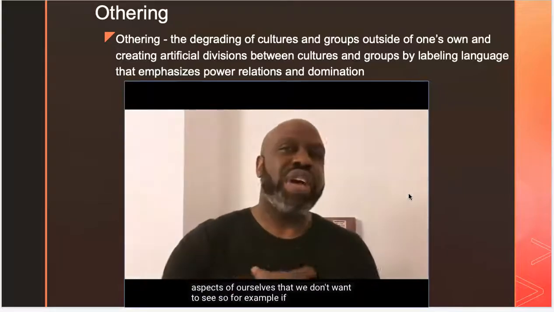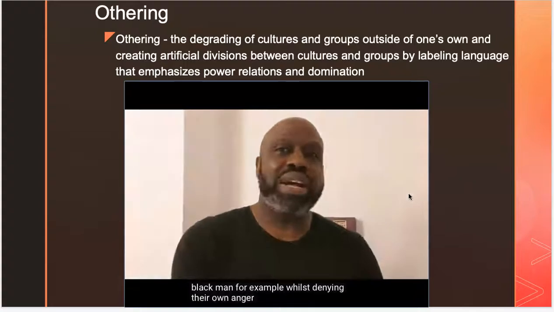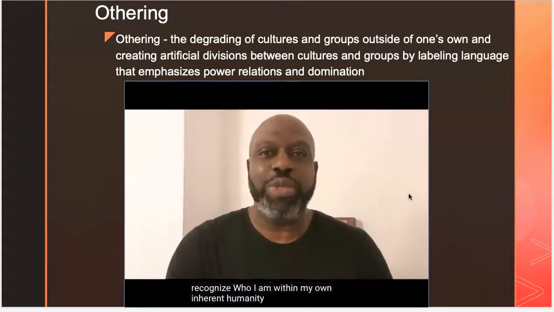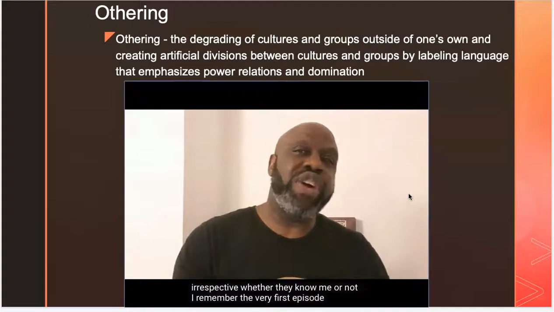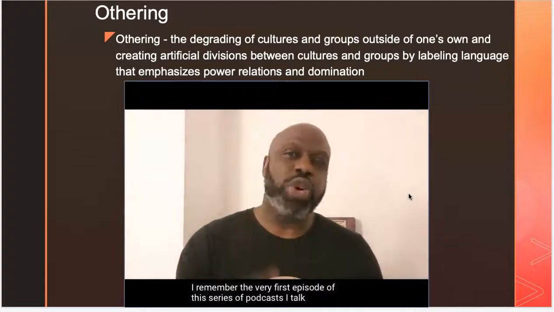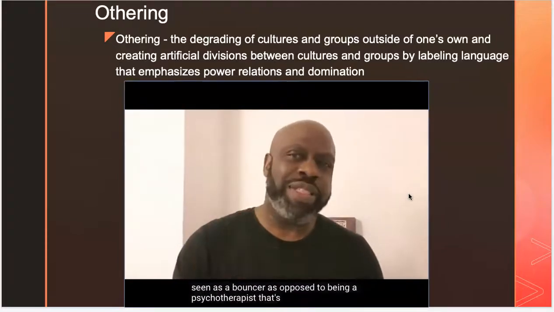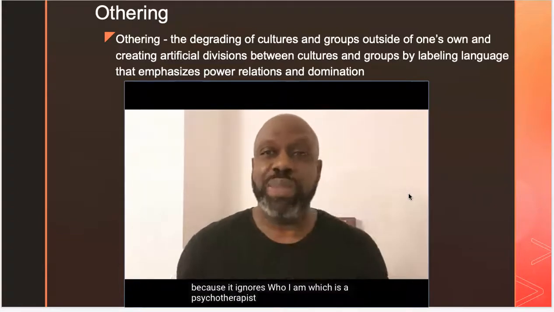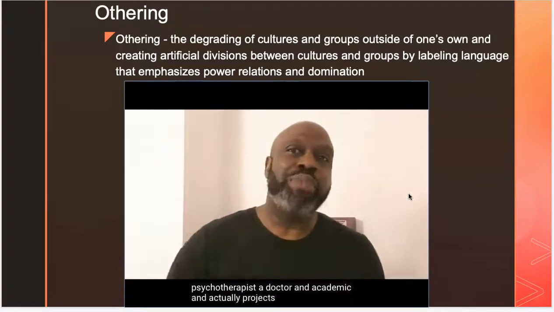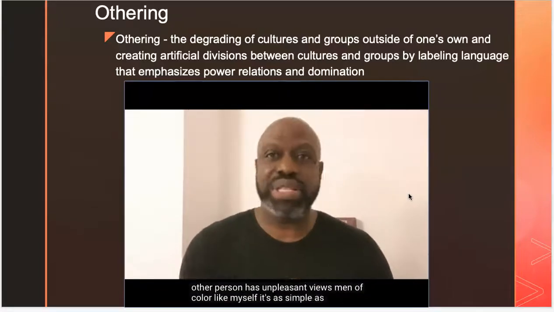So, for example, if someone sees me as a man of colour, as an angry black man, whilst denying their own anger, and doesn't want to recognise who I am within my own inherent humanity, then they'll project that aspect onto myself, irrespective of whether they know me or not. I remember in the very first episode of this series of podcasts, I talked about an example where I was seen as a bouncer, as opposed to being a psychotherapist. That's a form of stereotyping, a form of othering. It ignores who I am, which is a psychotherapist, a doctor, an academic, and actually projects onto me how the other person views men of colour like myself. It's as simple as that, if you like.